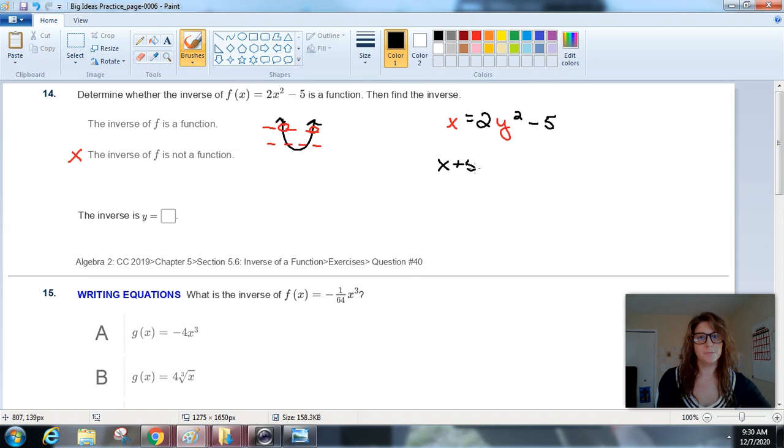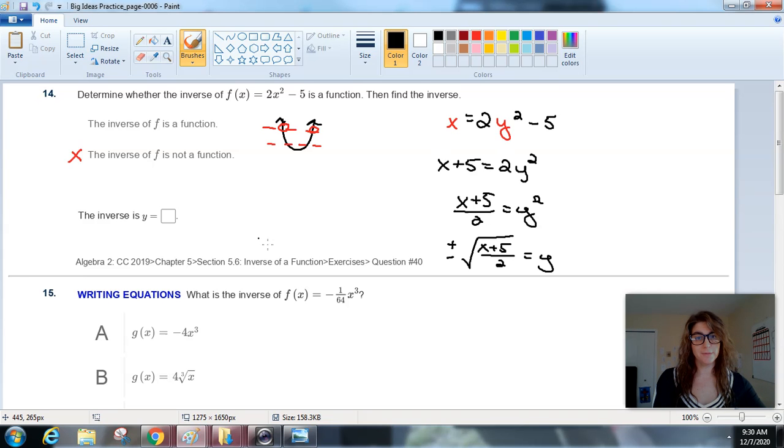Start by adding 5 to both sides. You would then divide by 2. And then remember, to get rid of the square, you square root it. And when you square root something, you have to put plus or minus. So if you got that wrong, it is probably because you forgot your plus or minus in front of your radical. Remember, any even radical, I need to have a plus or minus in front of.